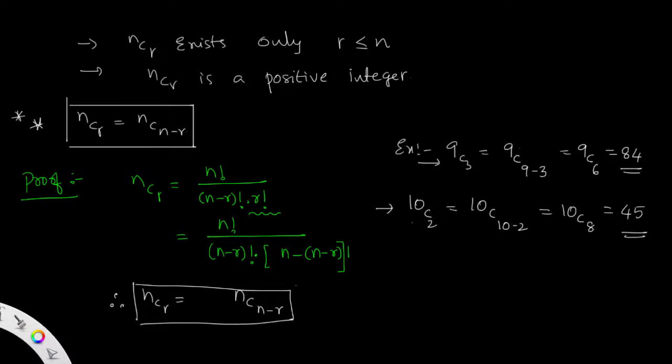Okay, and then another formula is NCR plus NCR minus 1 equal to N plus 1 CR. NCR plus NCR minus 1 equal to N plus 1 CR. Okay, the formula is: take the LHS simplification, then you get the value as N plus 1 CR.